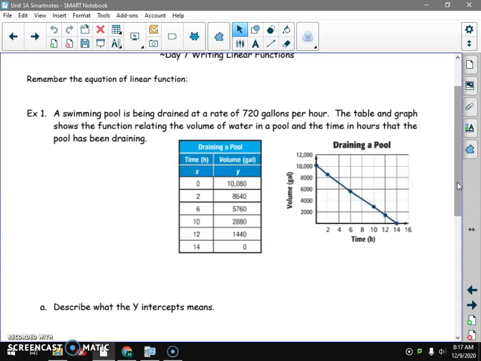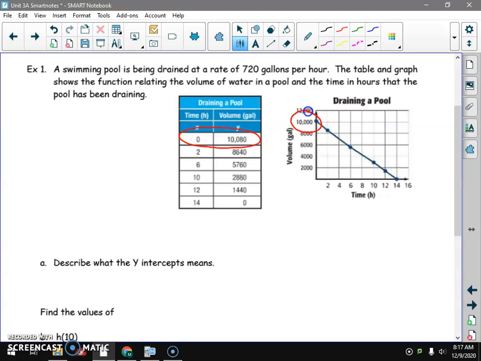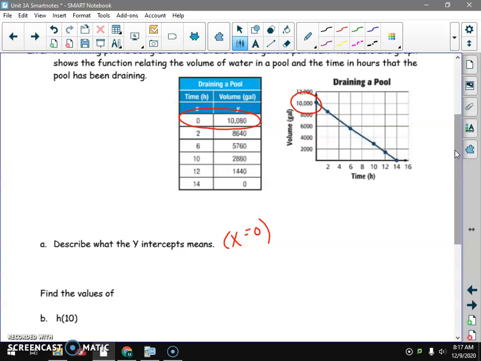And we could get the same thing off the graph. The x-axis is the time, and the y-axis is the gallons or volume. And it's going down because the pool is getting drained. So the y-intercept can be found two ways. On the graph, it's easy because it's where it crosses the y-axis, or it's also the value in the table where x equals 0. On the graph, you get an estimated value of around 10,000, but on the table, you get the exact value of 10,080.